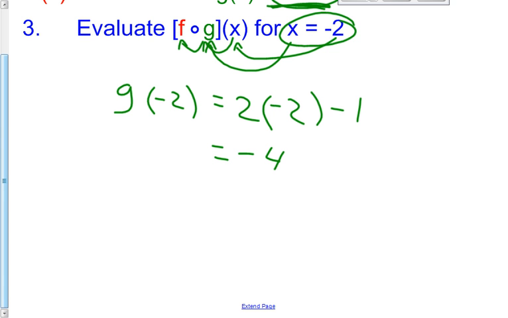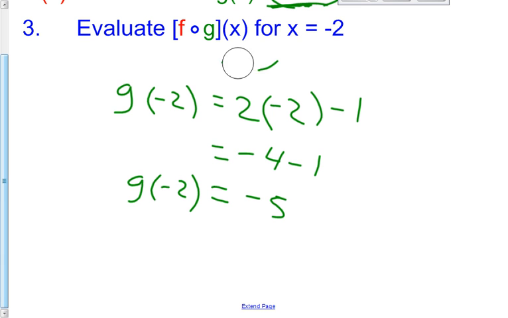It's a negative 4 minus 1, so it is a negative 5. So g of negative 2 equals negative 5. So here's what we've done so far, class. In our theme of working from right to left, we have put a negative 2 into our g function. And now we're going to put that into our f function.